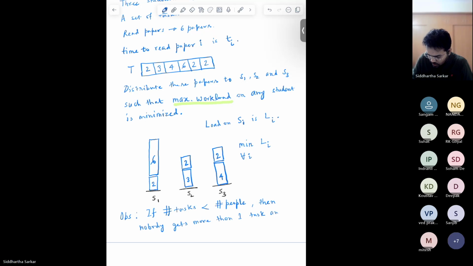And number of people minus number of tasks. People don't get anything. People get 0 tasks. Is that fine?